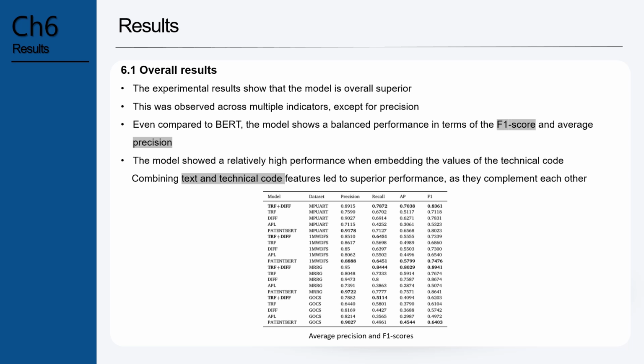This section is about overall results. The results show that the proposed model performs consistently better overall compared to the baselines. In most evaluation metrics, except for precision, it achieves competitive or superior scores. For example, even compared to Patent BERT, the model shows balanced performance in terms of F1 score and average precision. The model also performs well when embedding the values of technical codes. Combining text features with technical codes leads to better results since these features complement each other.